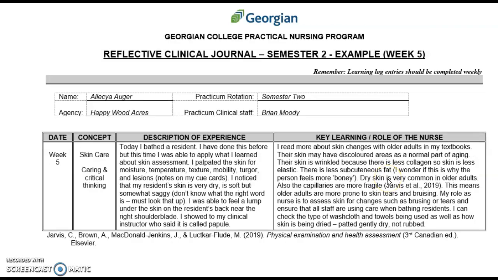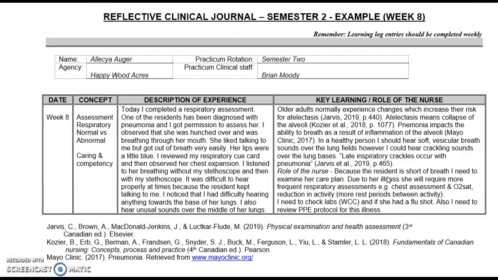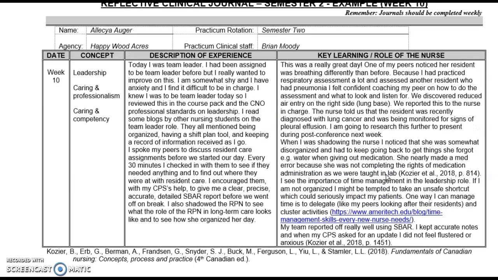The examples for the Reflective Clinical Journal can be found on pages 65, 66, and 67 of your professional practice manual. You'll notice that there are a variety of different examples here.